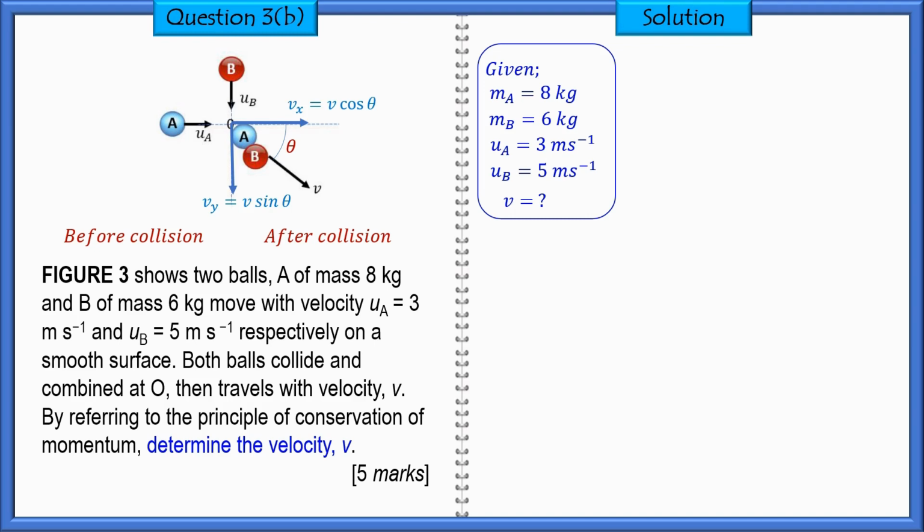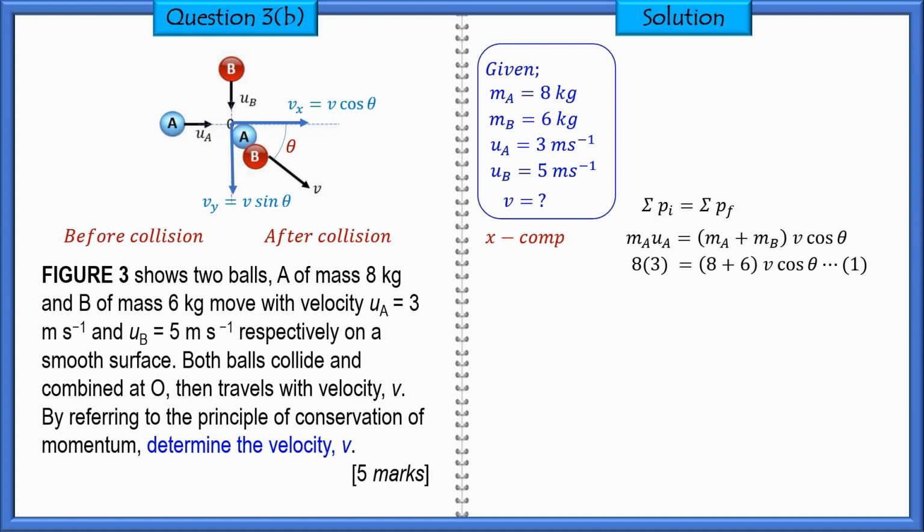We will use the principle of conservation of momentum. So, total linear momentum initial is equal to total linear momentum final. And because this is actually a two-dimensional collision, we resolve at the x and y components. First, at the x component, referring to this principle, we will get that MA UA equals MA plus MB times V cos theta. MA plus MB, because after the collision, they move together. And V cos theta is from resolving V at the x component.